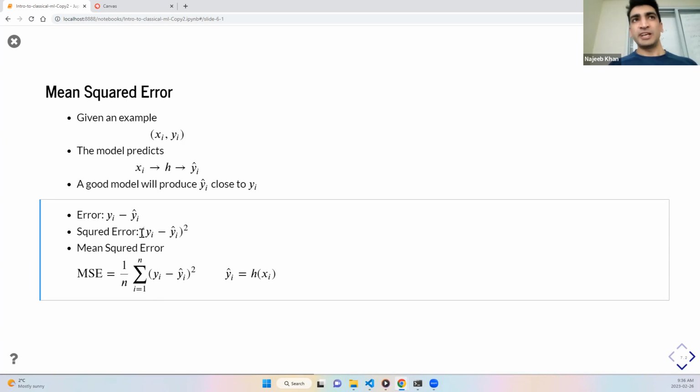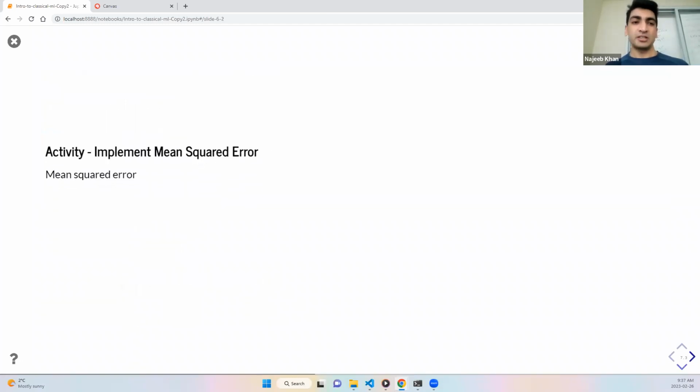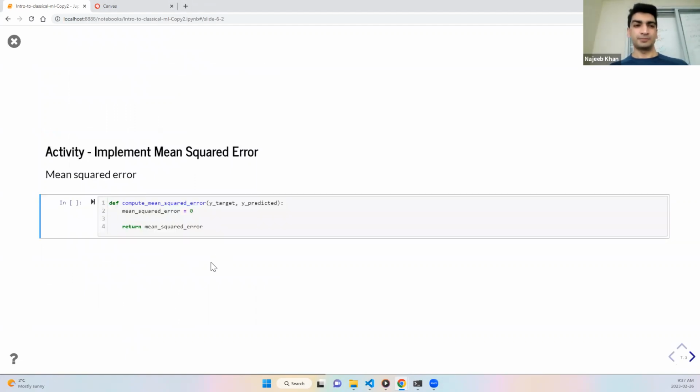Then we need to sum it over the data set and basically take the mean of it. This is for one example, and then we sum it over the n examples for i from 1 to n. And here it is assumed that this approximation is by this model H. So given a model H and a data set of pairs xi, yi, we should be able to implement the mean squared error. That's our next activity: how to compute the mean squared error.